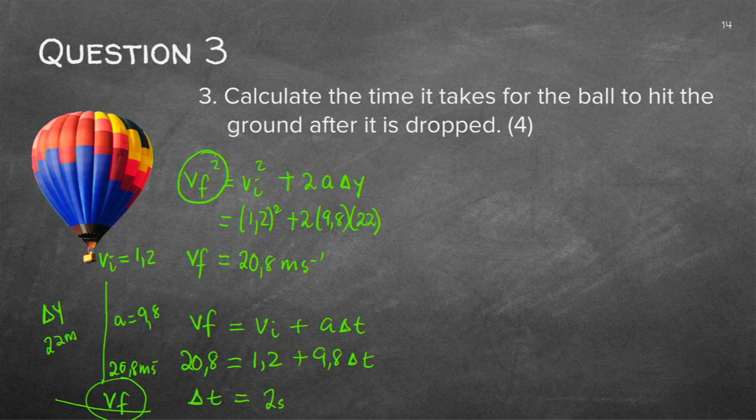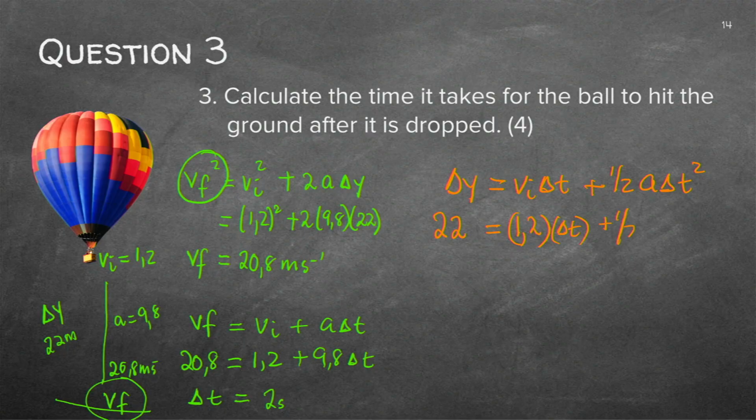You could also do it with another equation. You could have said, I've got delta y, I have the initial velocity, I do not have the time. So let's do it with this equation. I've got the 22, I know it's being dropped from the balloon going down at 1.2. I don't have delta t. I know the acceleration is 9.8. And again, I don't have delta t squared.